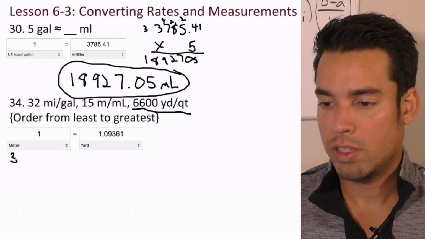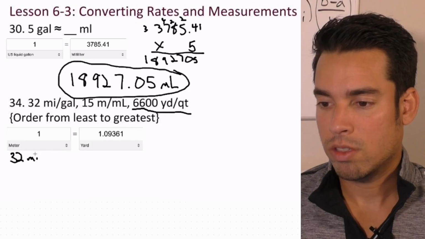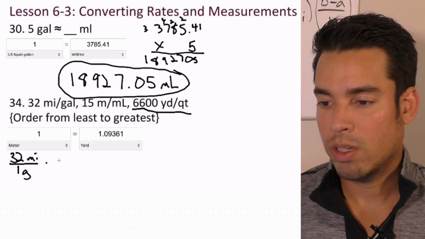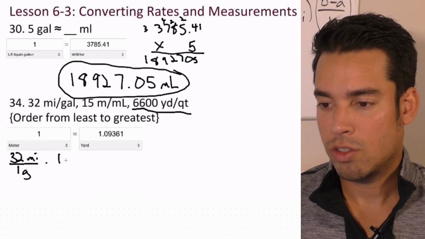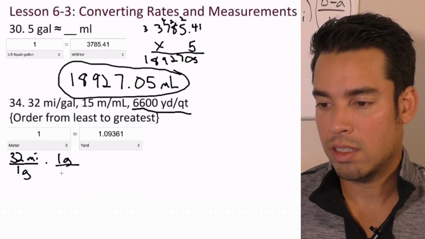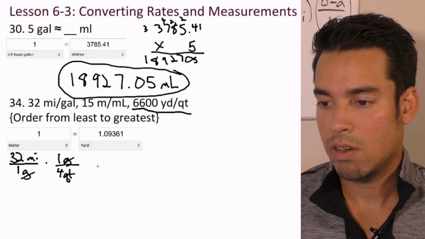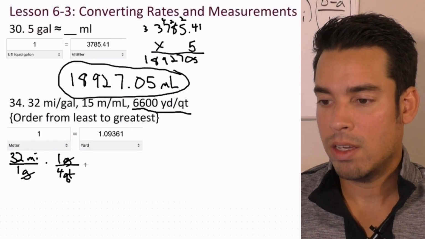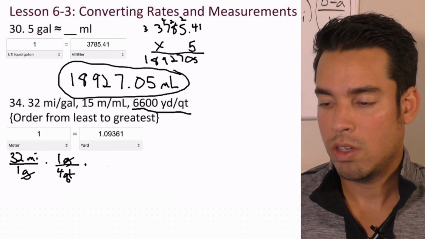So we got 32 miles per 1 gallon. First thing, we're going to convert that gallon to a quart. Right? We got 1 gallon on top. We got 4 quarts on the bottom. These gallons cancel out. And then we got to convert this miles to yards.